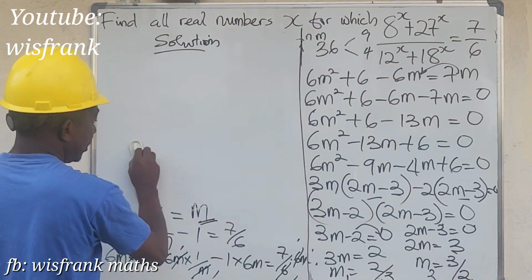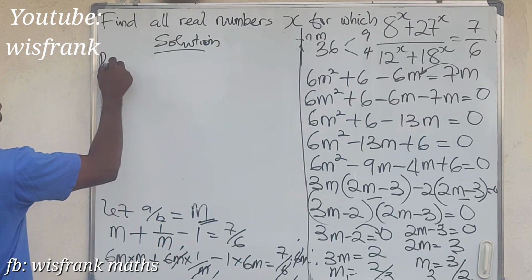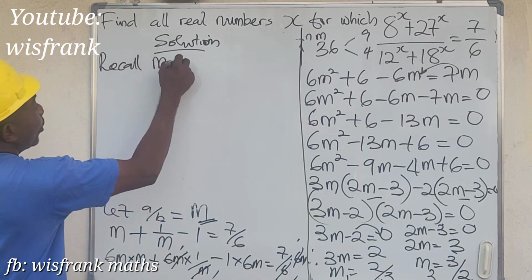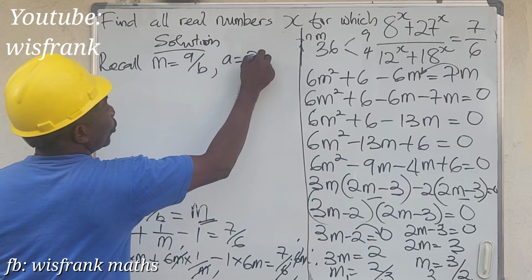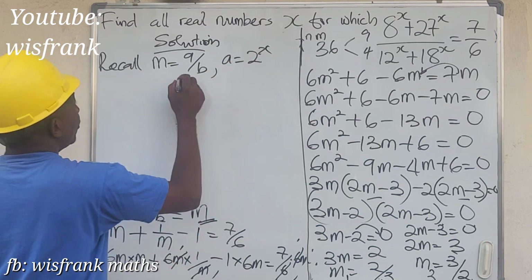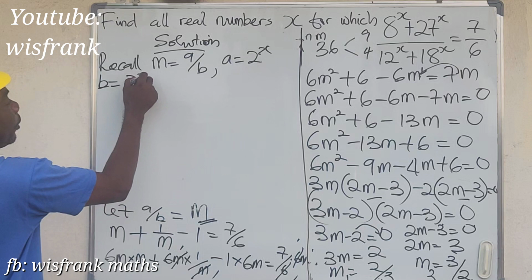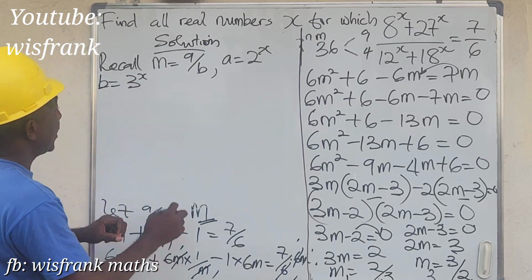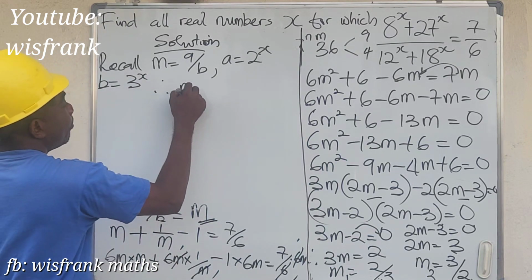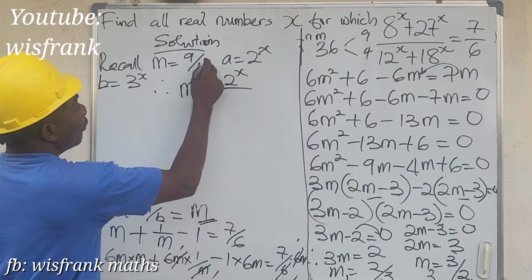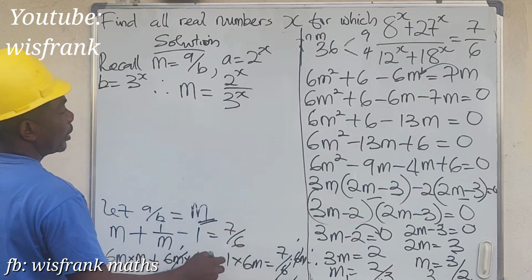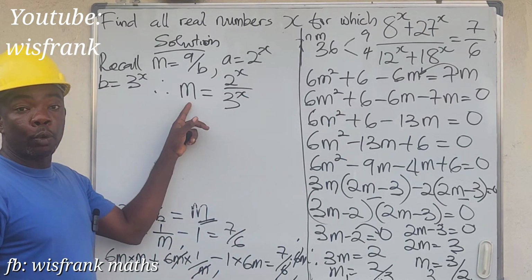So we need to clean this. Here we recall that we said m equals to a all over b. Also our a equals to 2 raised to the power of x, and also b equals to 3 to the power of x. So in this case, therefore, m will be equals to, for a here is 2 to the power of x, all over for b here is 3 to the power of x. So this is the value of m that we had before.